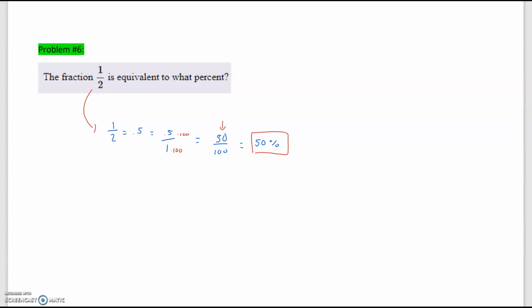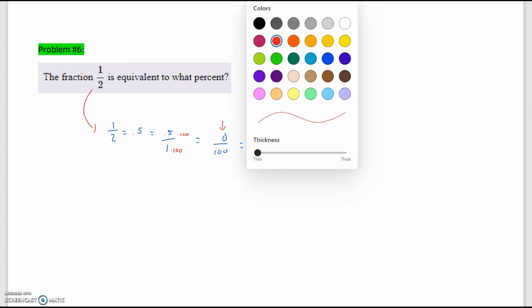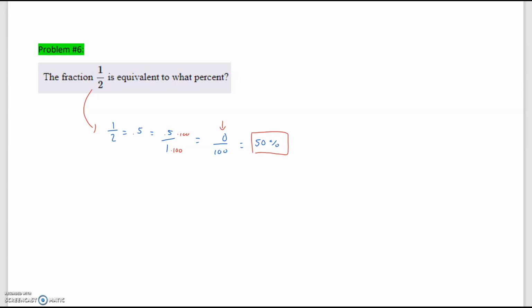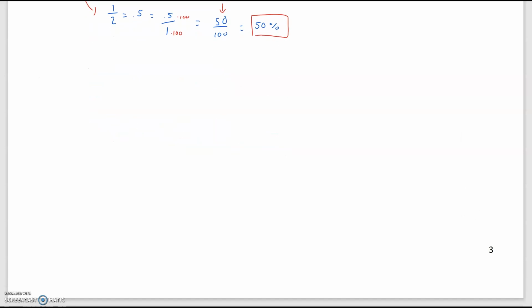And once again, you write it as a percent once you can actually express it as parts per 100. Let's take a look at problem 7.